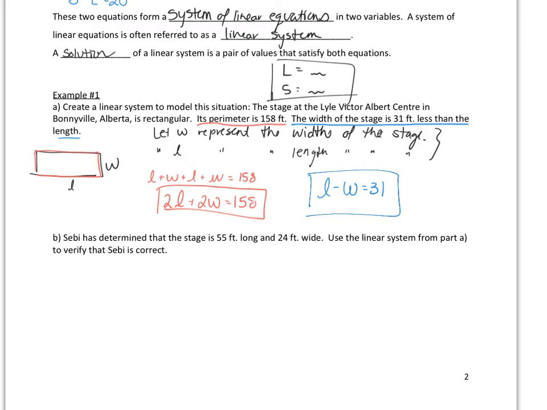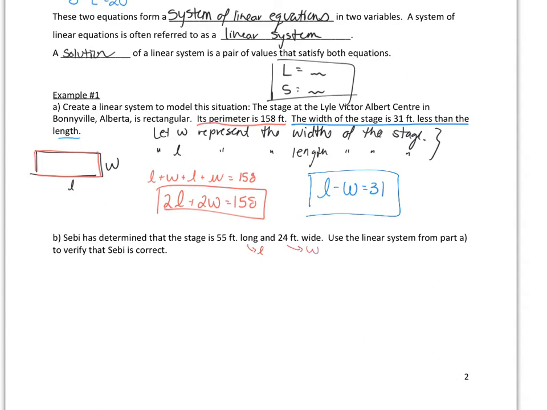So those are our two equations that we would use to model this situation. Sebi has determined that the stage is 55 feet long and 24 feet wide. Use the linear system from part A to verify that she is correct. So we just need to sub into both equations and hopefully they work out, aka each side is equal, or left side is equal to right side. We'll prove that. Okay, so 55 feet long, meaning that's the length, and 24 feet wide, meaning that's the width.